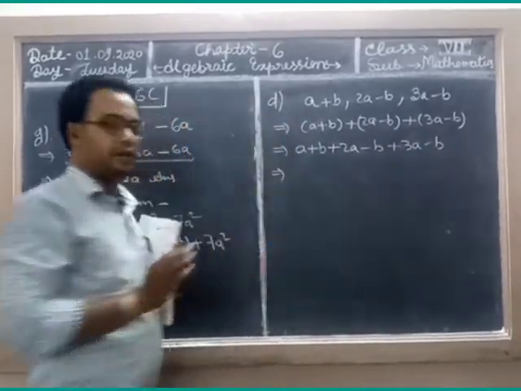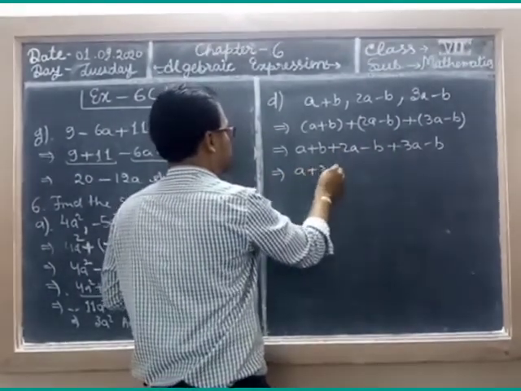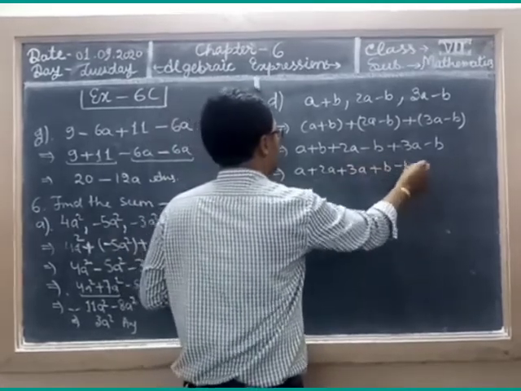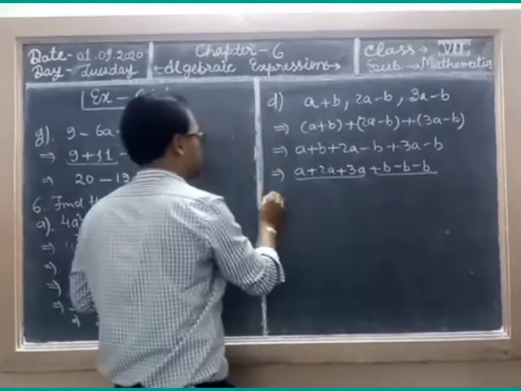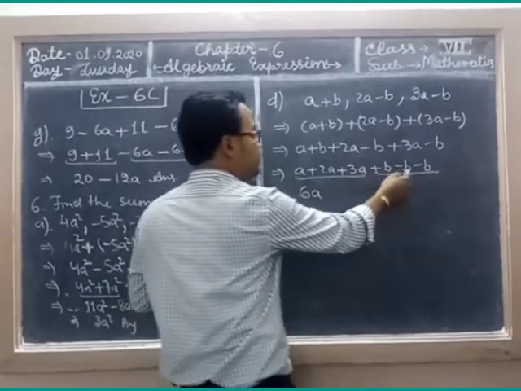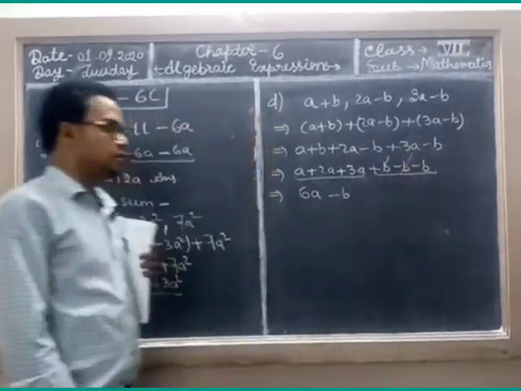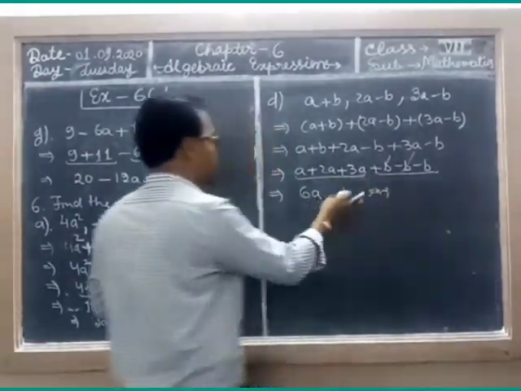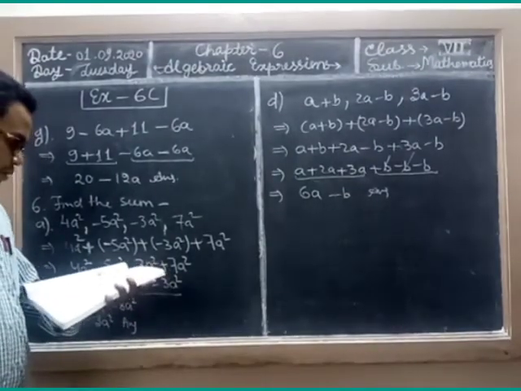Now collect the like terms. So a plus 2a plus 3a, and plus b minus b. So they are like terms. A plus 2a 3a, 3a plus 3a 6a. Now b minus b 0. So we have only minus b. This b and this b cancel out each other. So minus b. So this is your final answer, as a and b are unlike terms. Got it?